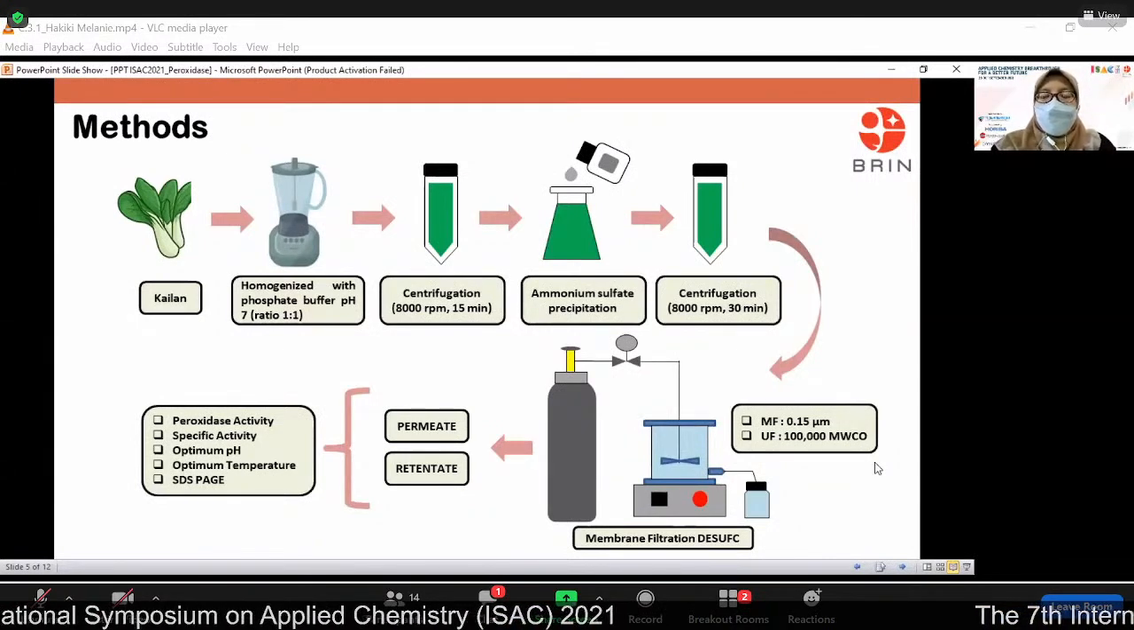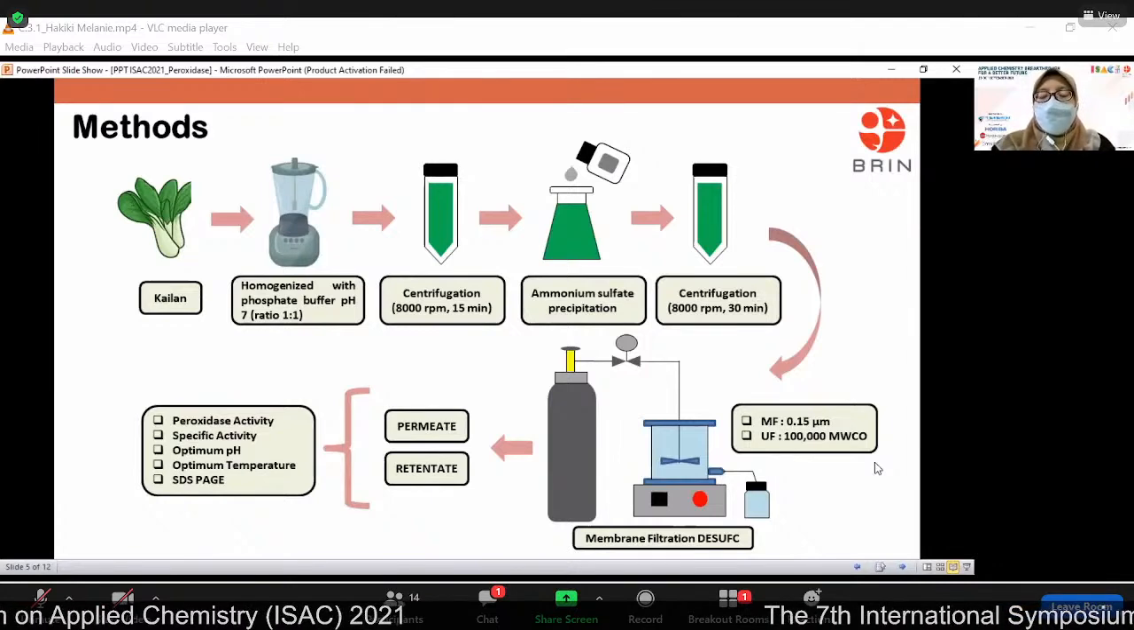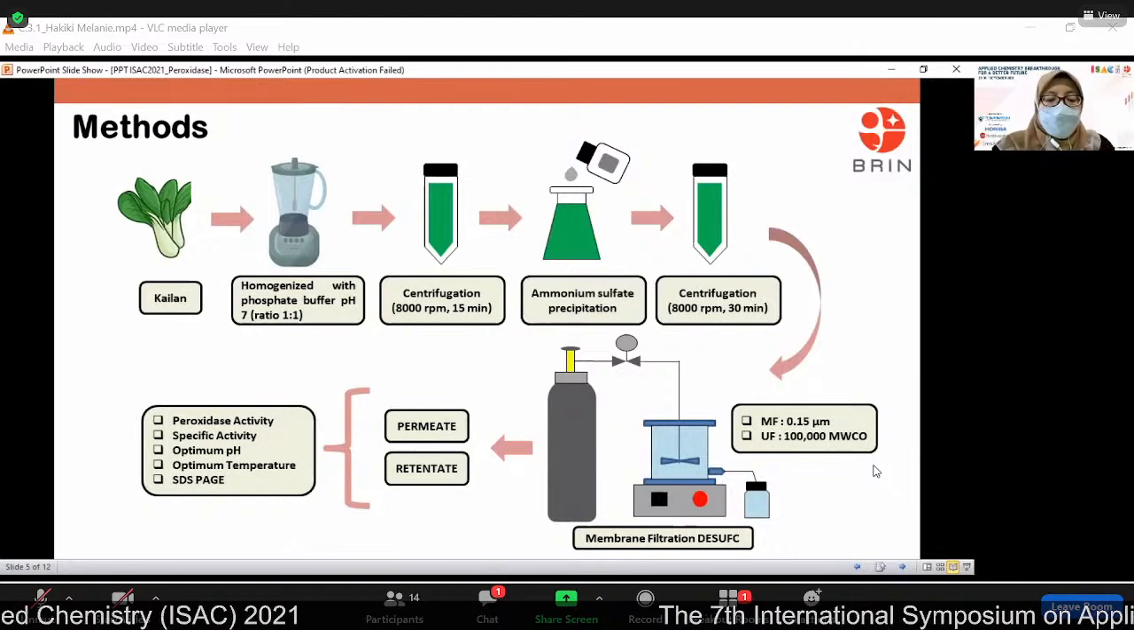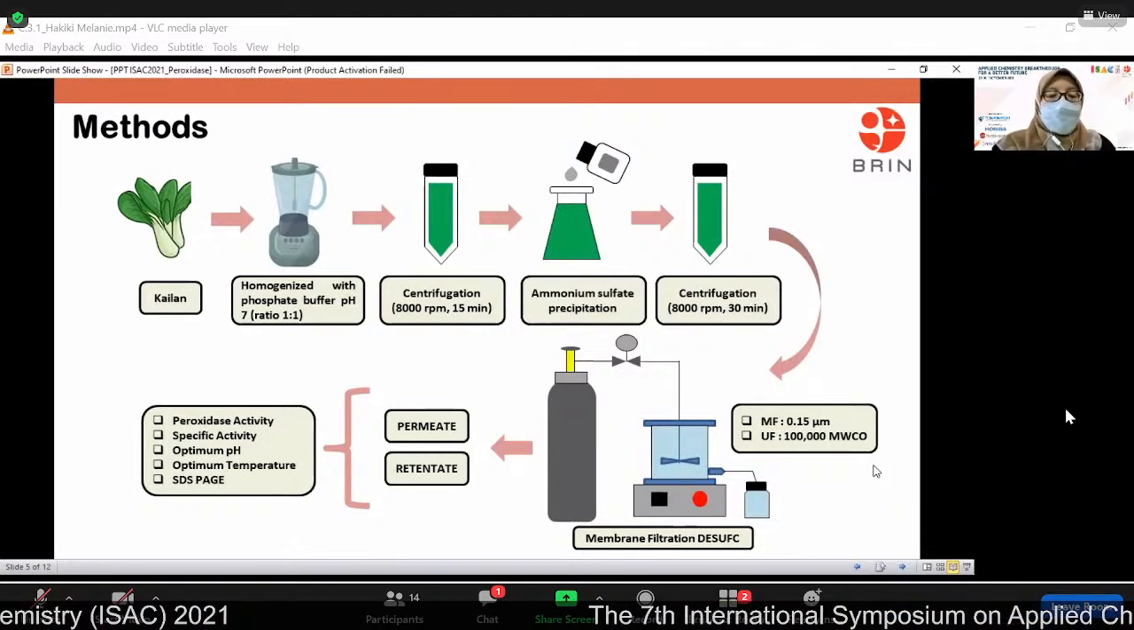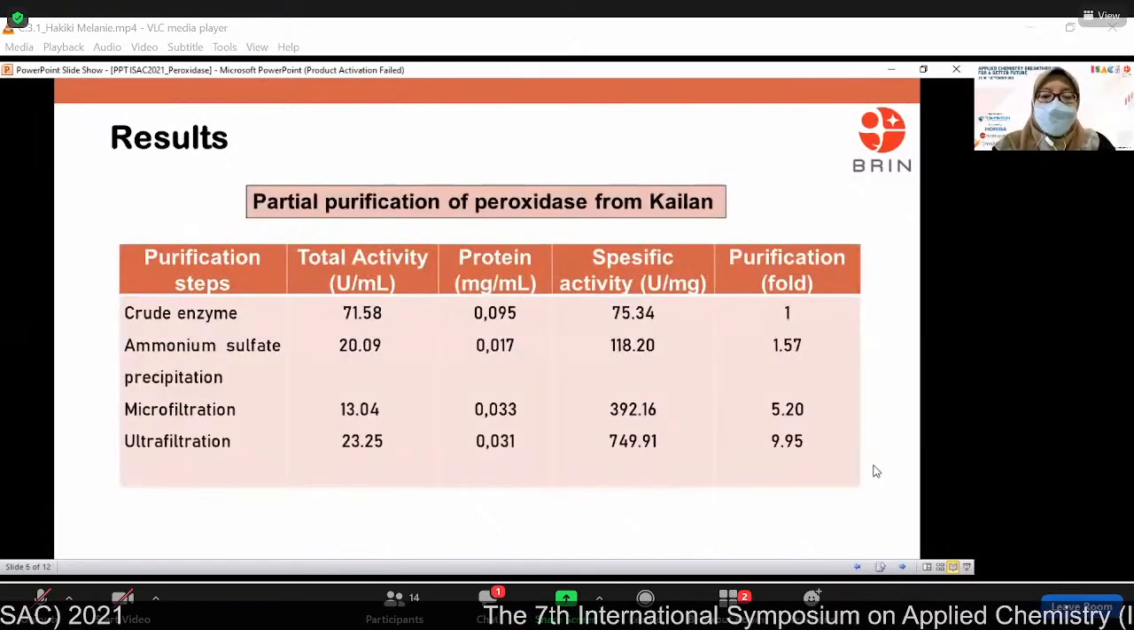The membrane filtration system for MF was operated at a rotation speed of 400 RPM at constant pressure, and the UF system was operated at rotation speeds of 200, 300, and 400 RPM with a constant pressure of 40 PSIA. The permeate and retentate were collected and analyzed for peroxidase activity, specific activity, optimum pH, optimum temperature, and also SDS-PAGE analysis.